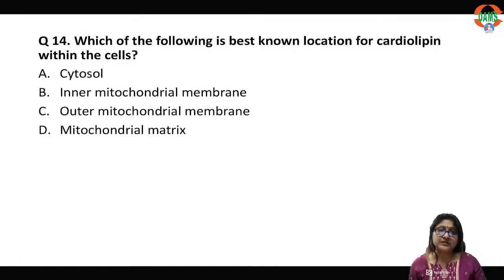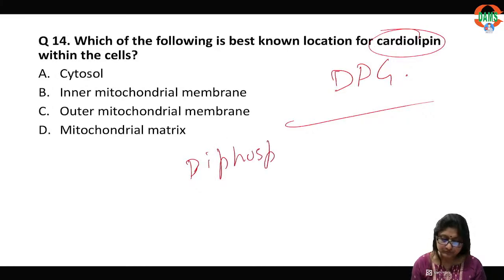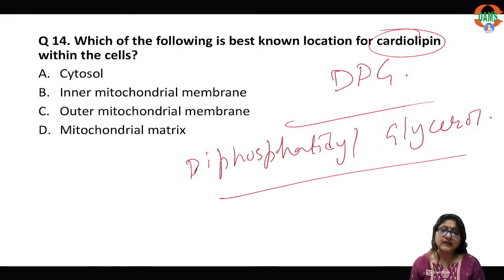Coming to the next question. It's a very old question. Cardiolipin. Cardiolipin is DPG, diphosphatidylglycerol. It's a phospholipid, and this is seen in the inner mitochondrial membrane. So cardiolipin is found at the inner mitochondrial membrane.